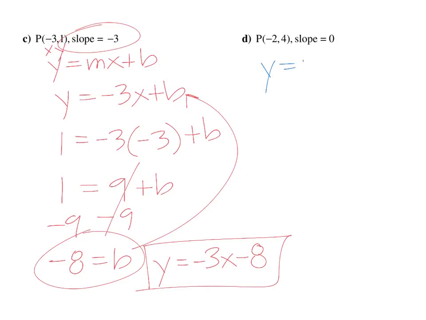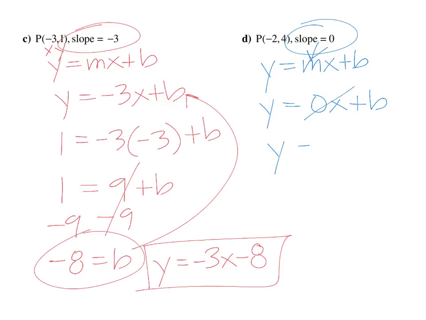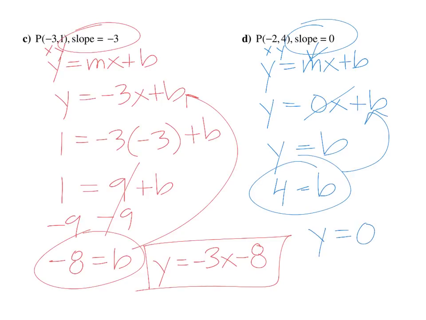I have y is equal to mx plus b. Here's my slope. I'm going to plug it in. y equals 0x plus b. x is gone because I'm multiplying it by 0. So I'm going to plug in my x and y. There's no x to plug in, just y. So I have 4 is equal to b. Take my b and plug it in. So I have y equals 0x plus 4. But I don't need that piece right there. Let's simplify it as much as we can. y is equal to 4. That's the equation that I end up with.